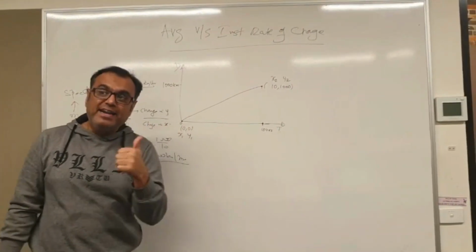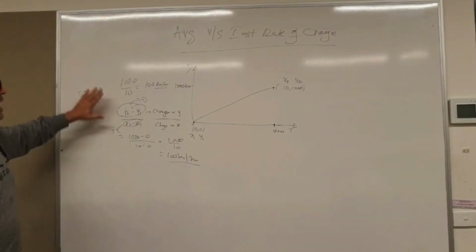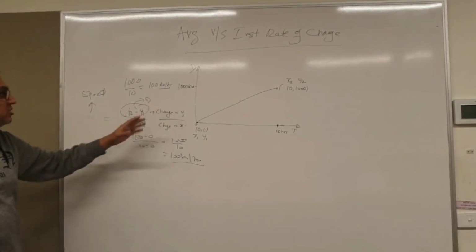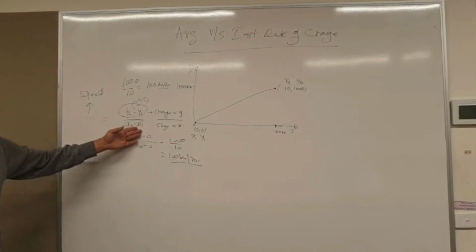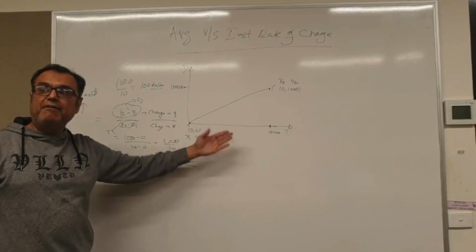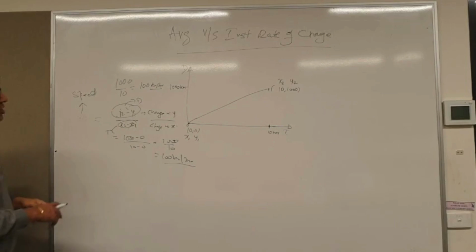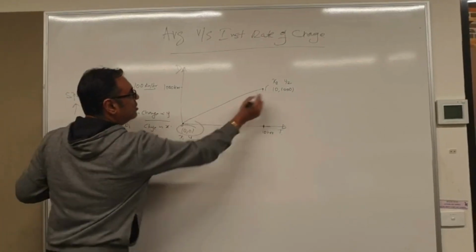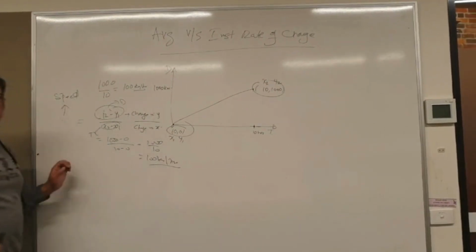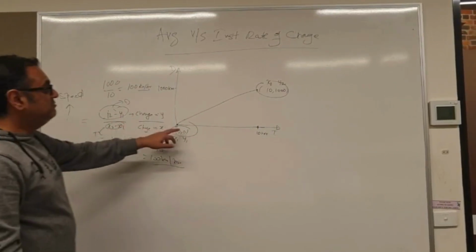So how do you find the average slope or average rate of change? So this is called the average rate of change of y with respect to x. Average. How do you find? So for average rate of change, you need 2 points. So average rate of change will be 2 points.